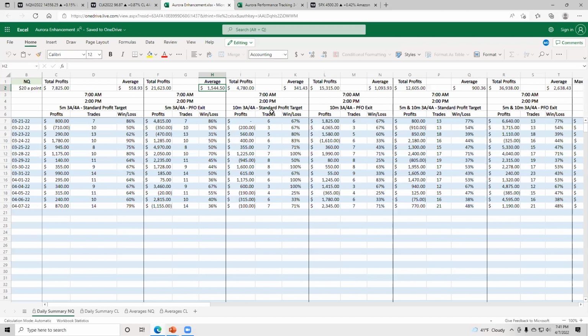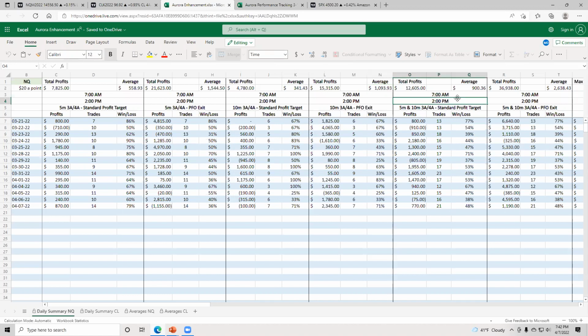This category is just using a standard 10-point profit target, trading the 3A, 4A off of the 10-minute chart. That's actually the weakest category we have. I think what happens here is the moves are identified so much earlier on the 5-minute that it's a better opportunity, and the 10-minute ends up being a weaker category for just taking 10 points of profit. And if you held on for the PFO exit, it's a little over 50 points, trading all the 10-minute 3A and 4A.